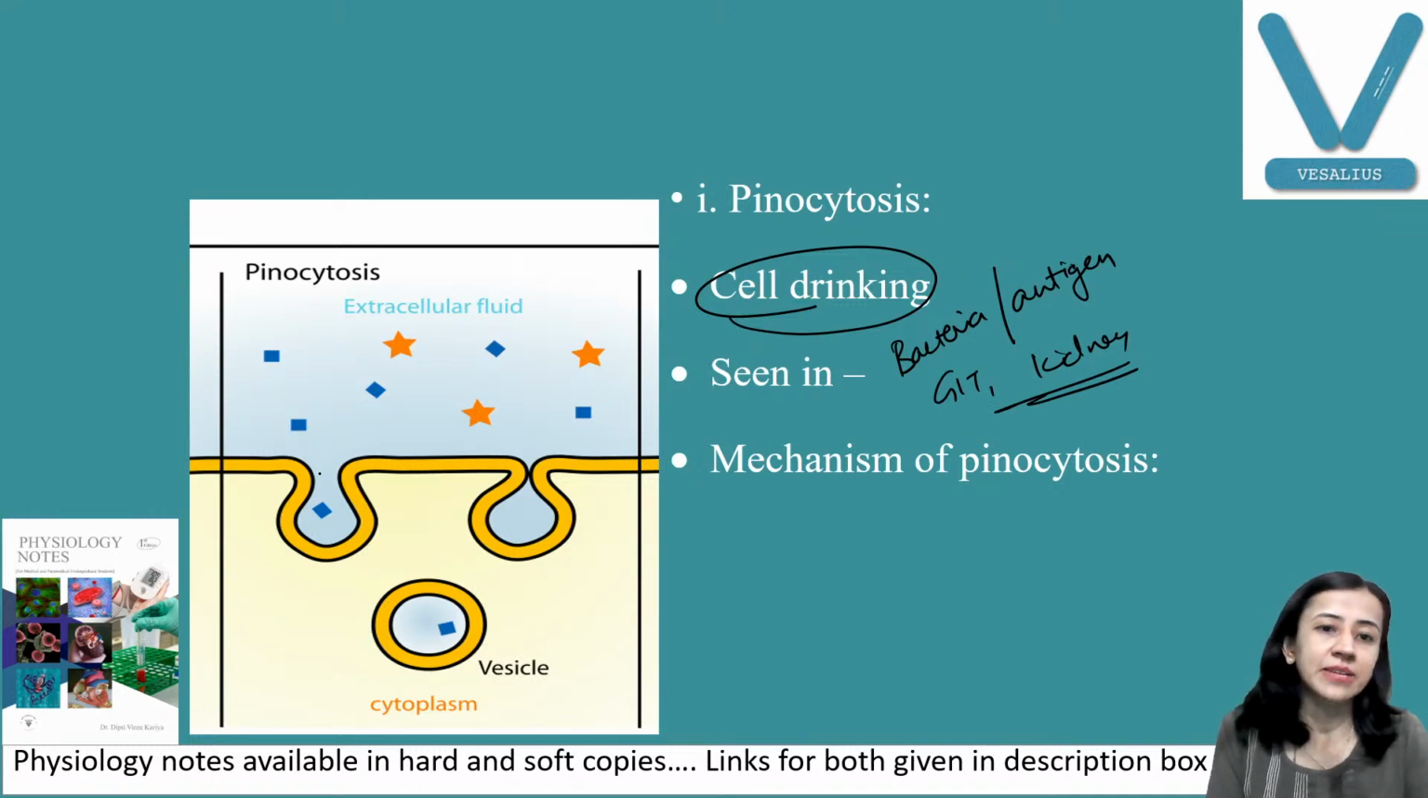You can see here this diagram shows the mechanism of pinocytosis. First of all, this molecule is bound to the outer surface. Before that, there is evagination, pit formation here.